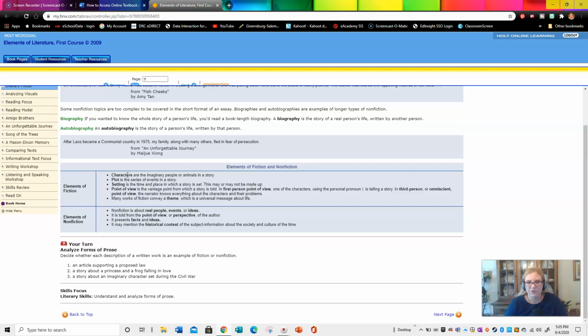Elements of nonfiction. This would be something about real people, events, or ideas, and it's told from the point of view or perspective of the author. It presents facts and ideas. It may mention the historical context of the subject, information about the society and culture of the time.